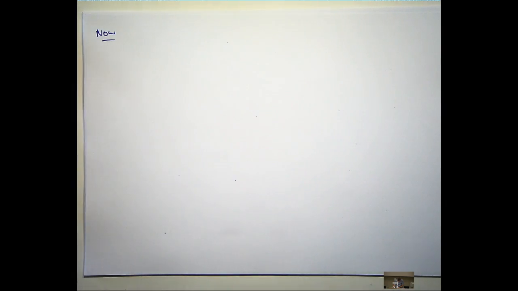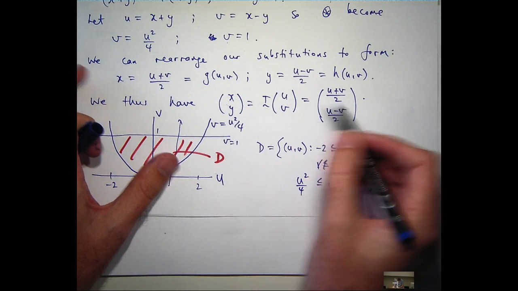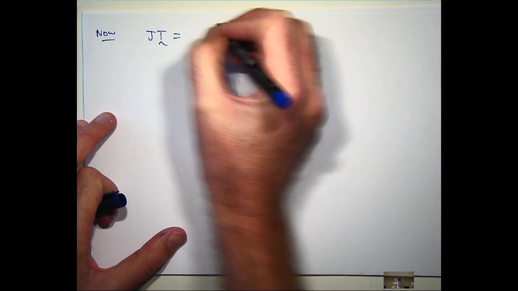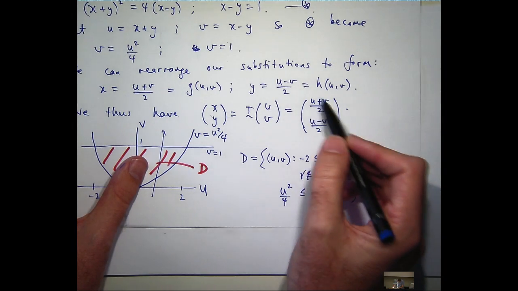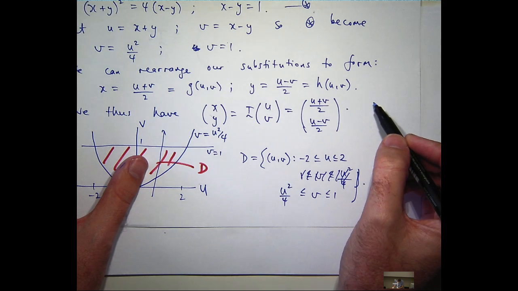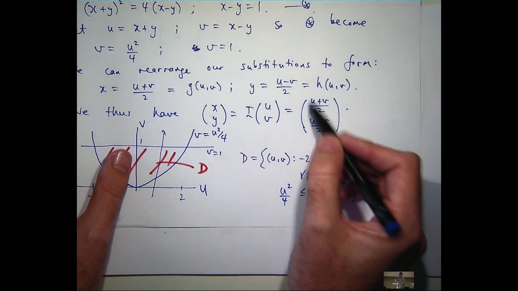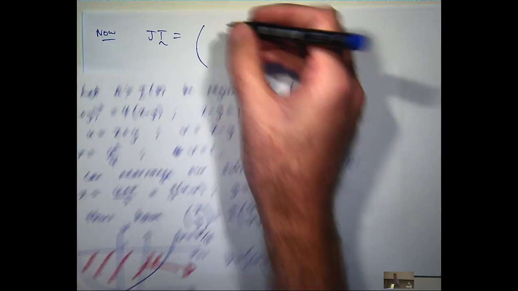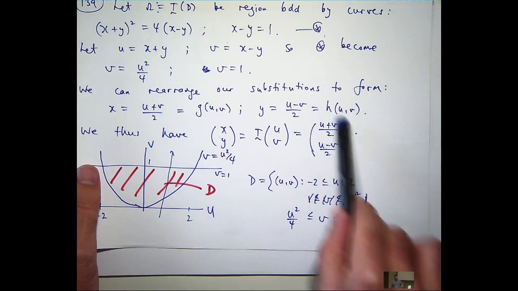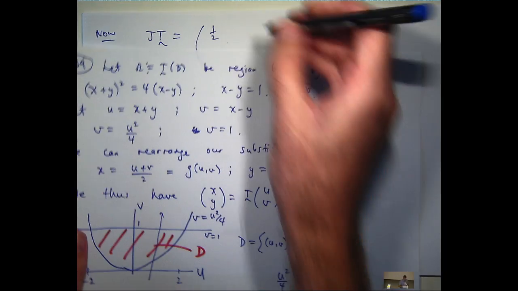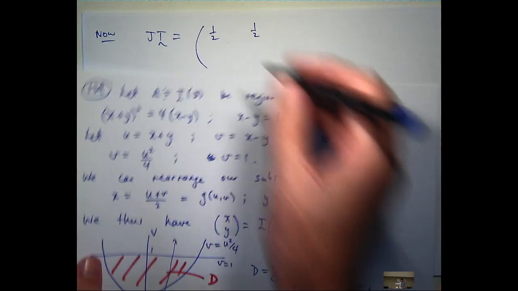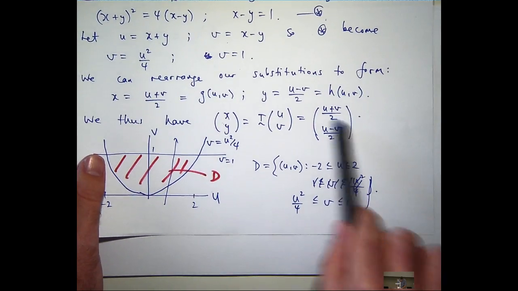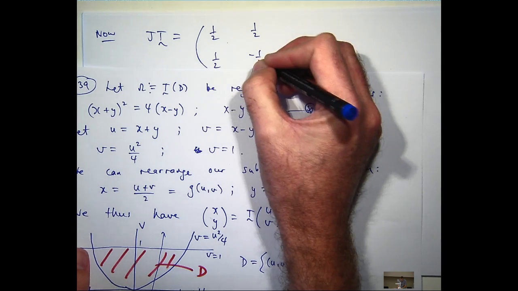All right, so if this is my T, what's the Jacobian going to be? Well, it's going to be a 2 by 2 matrix. I just want to take the gradient of that and write it as a row. So if I differentiate this with respect to u partially, I'm going to get a half. If I differentiate this with respect to v partially, I'm going to get another half. If I differentiate this with respect to u, again partially, I'll get a half. And again, if I do it with respect to v, I'll get minus 1/2.